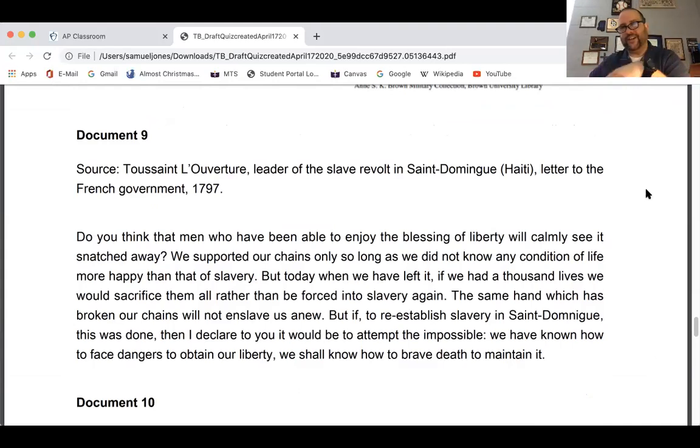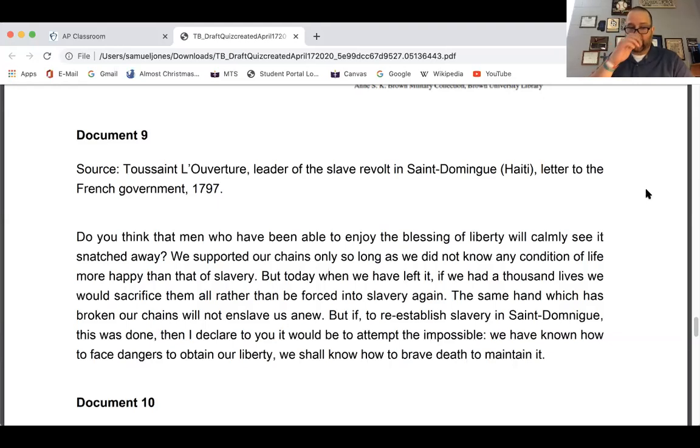See, now this one might change some things, right? Do you think that men who have been able to enjoy the blessing of liberty will calmly see it snatched away? We supported our chains only so long as we did not know any condition of life more happy than that of slavery. But today, when we have left it, if we had 1,000 lives, we would sacrifice them all rather than be forced into slavery again.